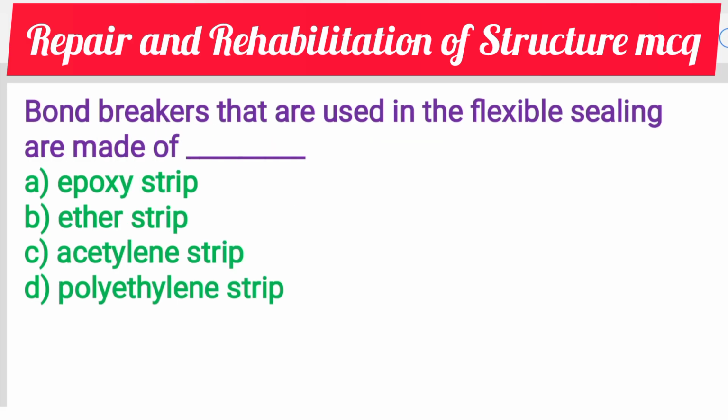Next question. Bond breakers that are used in the flexible sealing are made of option A epoxy strip, option B ether, option C acetylene strip, option D polyethylene strip. So the correct answer is option D, polyethylene strip.